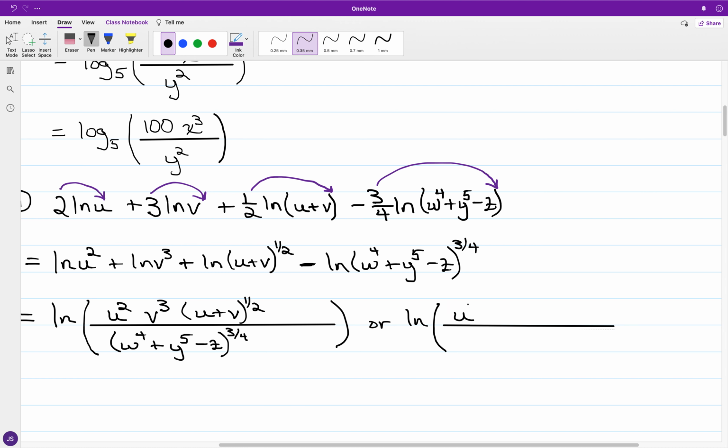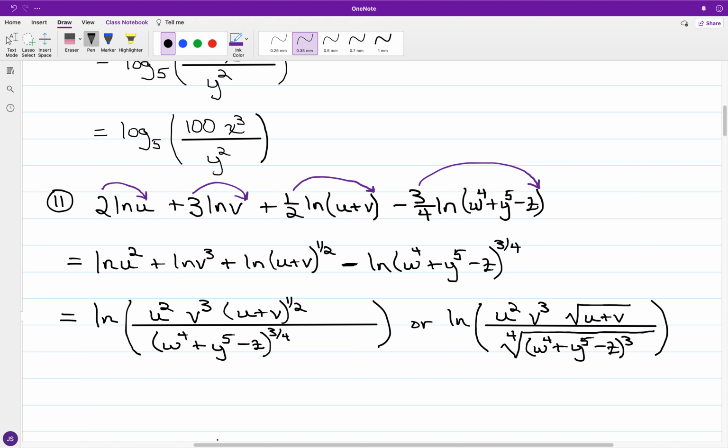Okay, so you have u squared, v to the 3rd, and again, an alternate way of writing (u plus v) raised to the 1/2. If I express it as a radical, this will be the square root of u plus v. And again, for the expression to the 3/4, the type of radical is going to be indicated by the denominator of the non-integer exponent. So we're going to have a 4th root, and this will be of all of (w to the fourth plus y to the fifth minus z) quantity raised to the third. Okay, so you've got two different ways of saying the exact same thing.